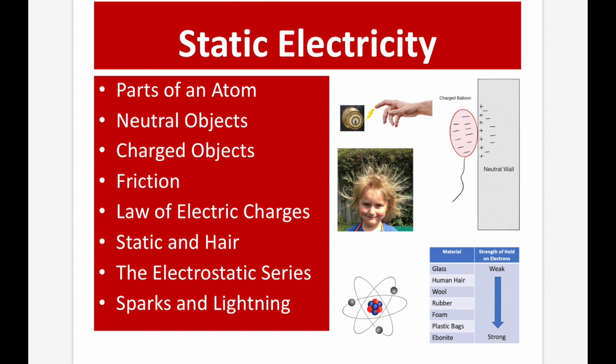Static electricity. In this lesson, we're talking about the parts of the atom, neutral versus charged objects, friction, the law of electric charges, static and hair, the electrostatic series, and then sparks and lightning.